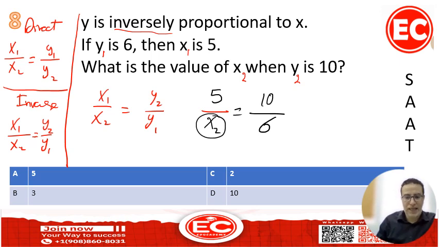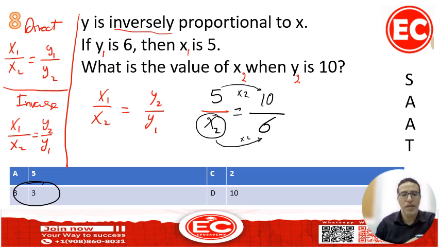Easily, by using mental math steps: 5 multiplied by what gives 10? 5 multiplied by 2. So what number multiplied by 2 gives me 6? This number should be 3. So the right answer is B.